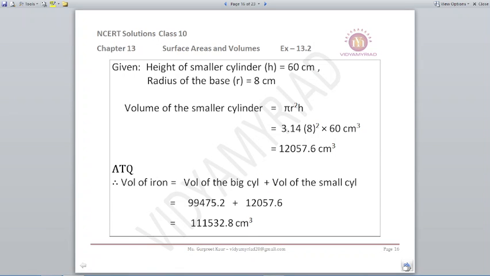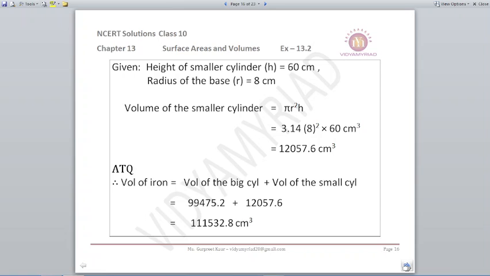Same way we will find the volume for the smaller cylinder. For that also height is given to us as 60 centimeters and radius is given to us as 8. So the volume of the smaller cylinder formula is the same, pi r square h. So 3.14 into 8 into 8 into 60. We do that, we get 12057.6 centimeters cube.